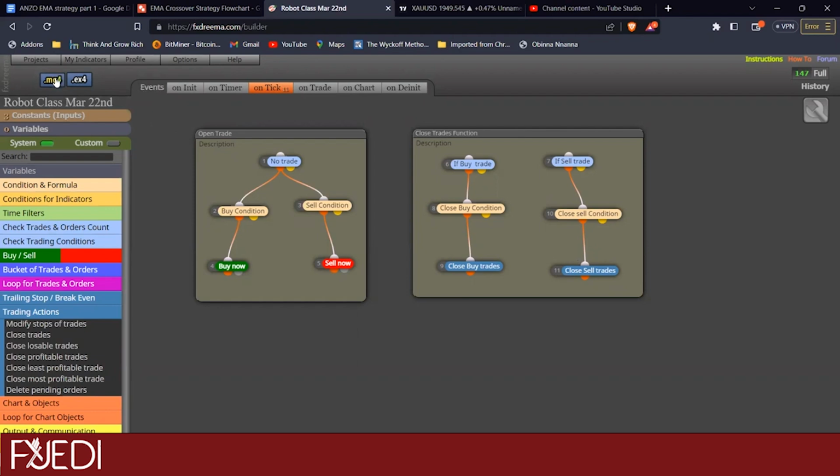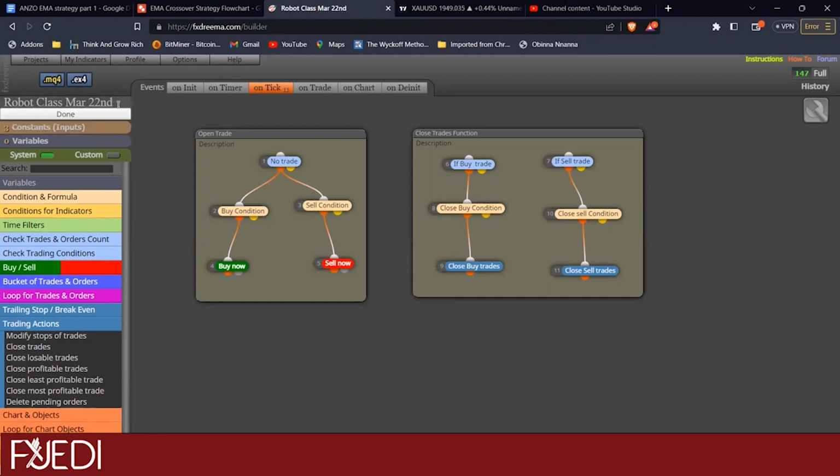Okay. So remember, we download our project from here. So download the .mq4 file. You can also download the .ex4 file. And I'll show you something. Let's name this robot class, March 22nd. So that's the correct class. Let's call it 22nd March, so it comes first.